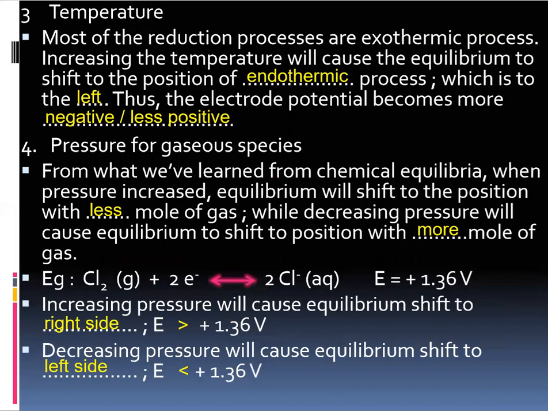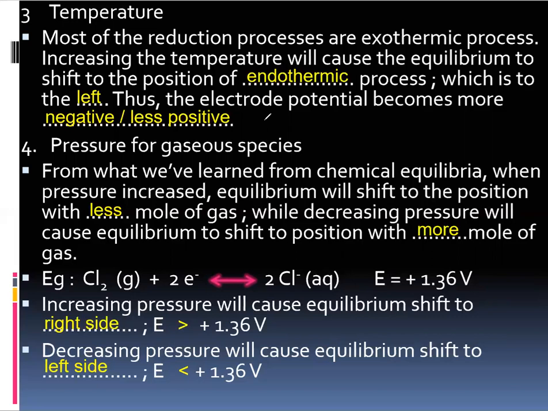Another factor is temperature. Most of the reduction processes are exothermic processes, and the meaning of an exothermic process is one in which heat is evolved. That means it involves a lot of temperature. Increasing the temperature will cause the equilibrium to shift to the position of the endothermic process, because exothermic processes on their own release a lot of heat, so they do not require a lot of temperature. They have enough heat to undergo their own processes.